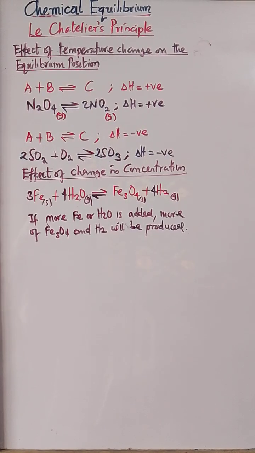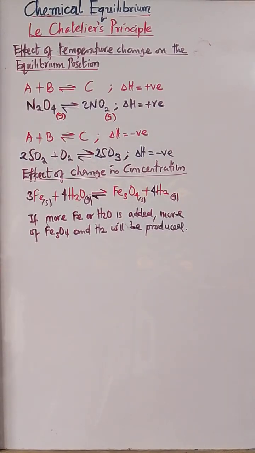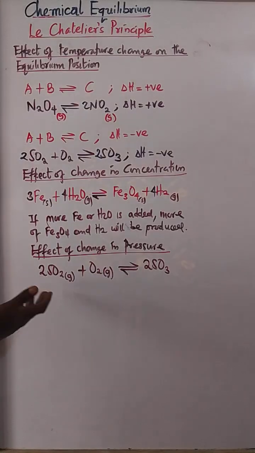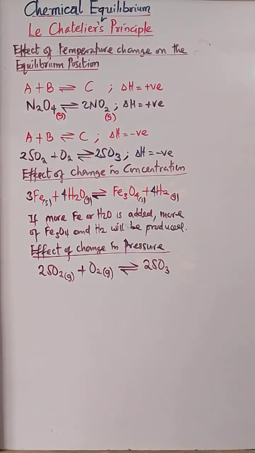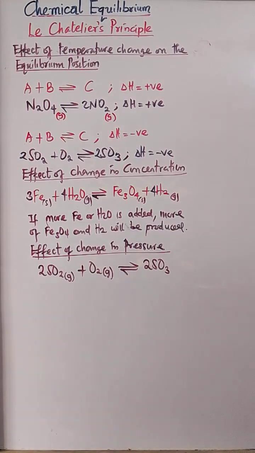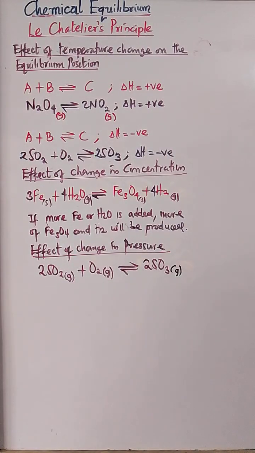Next one is the effect of change of pressure. Before we can consider the effect of change of pressure, one of the reacting species must be a gas. So we can use this one as an example. Like I said earlier, one of the reacting species, either the reactant, product or all, should be in gaseous form. That is one. And secondly, the total volume at the right hand side and left hand side should not be the same. What do we mean by total volume?